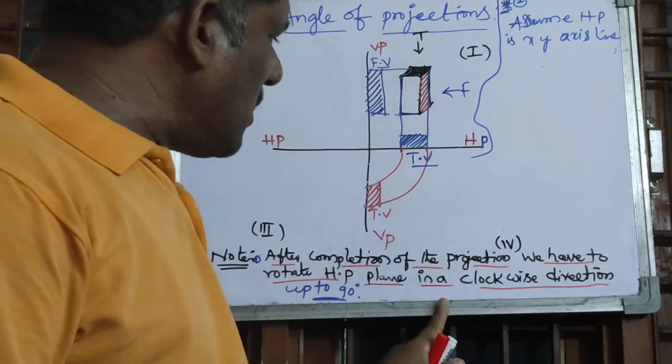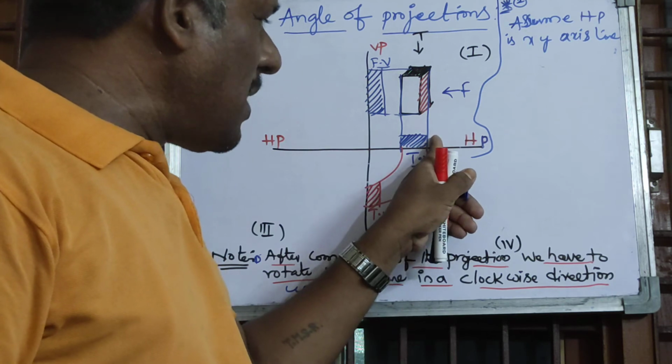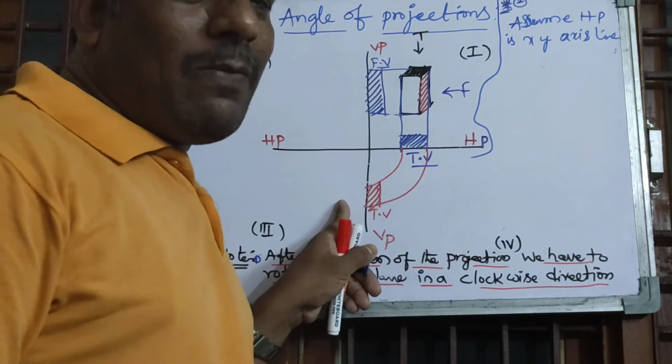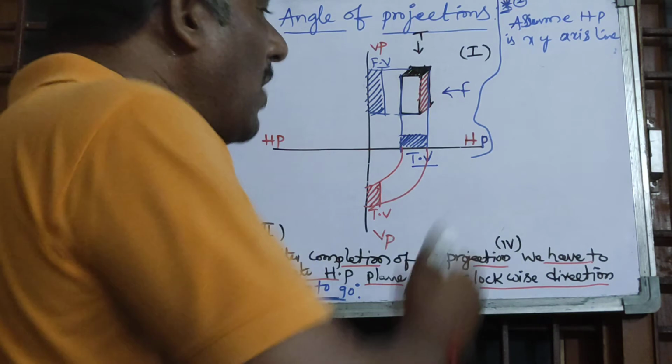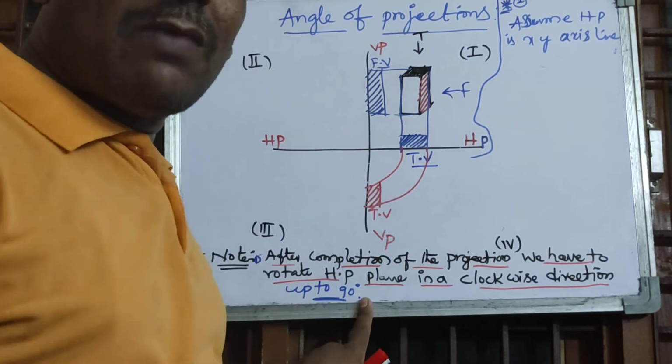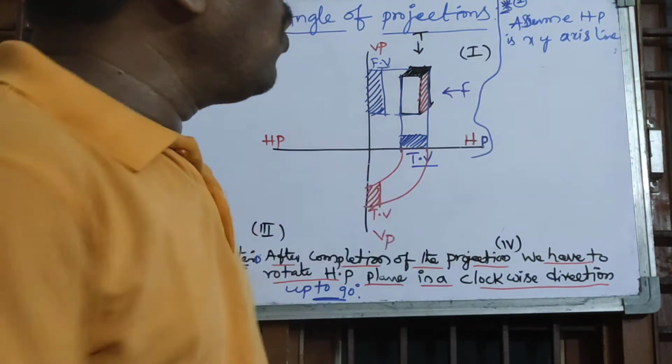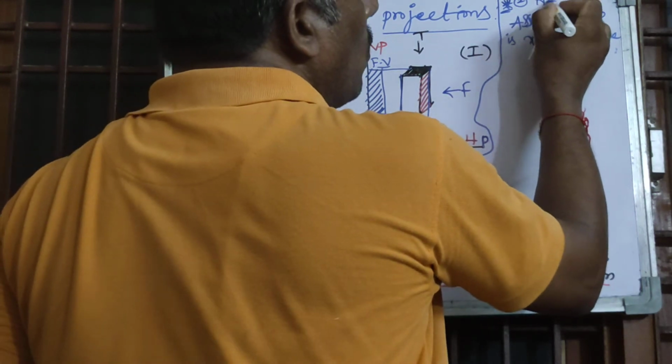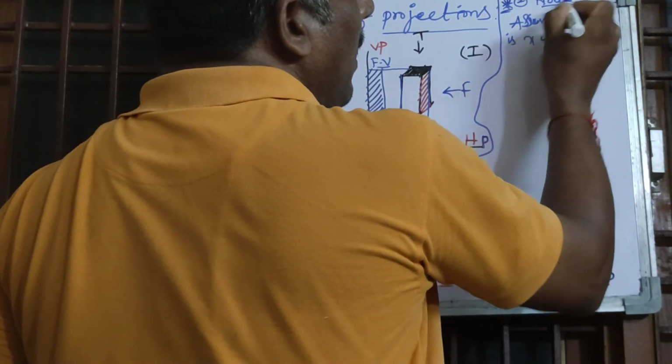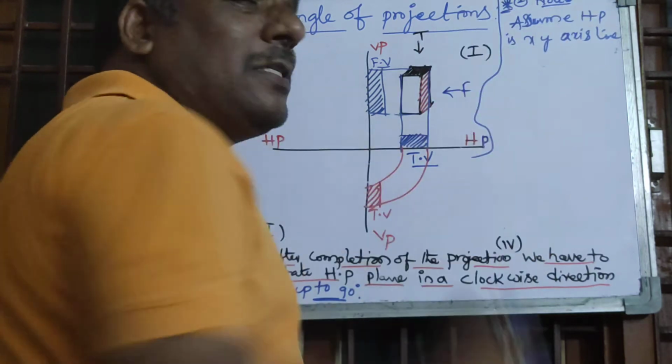So why are we applying this rule? Here, whatever the top view is on the horizontal plane, it falls on the vertical plane. That is over. And rule 2, what is there? After completion of the application of note 1, you have to go for note 2. So what is note 2 saying? Assume horizontal plane is XY axis line.